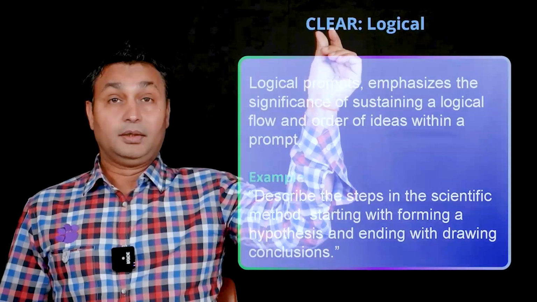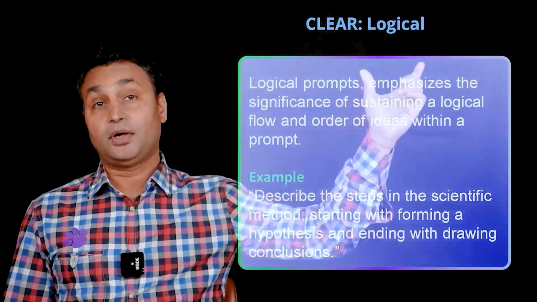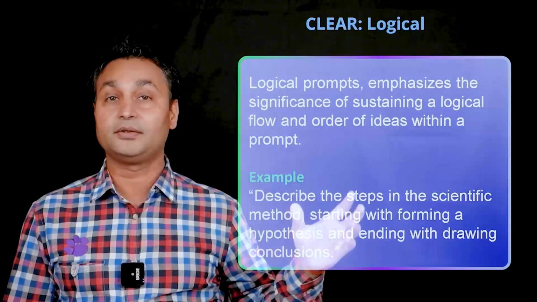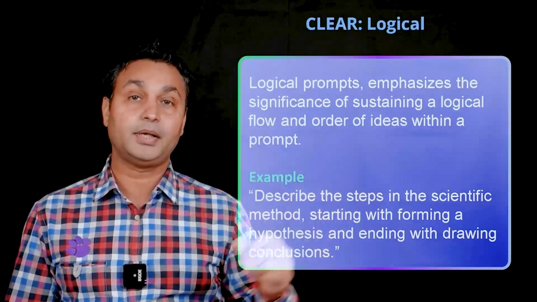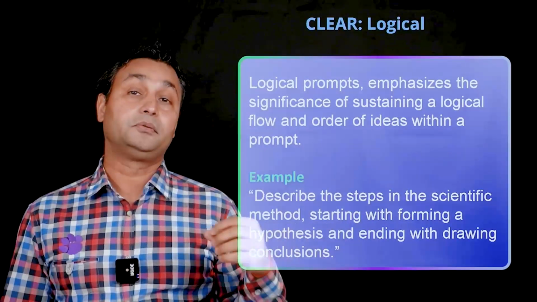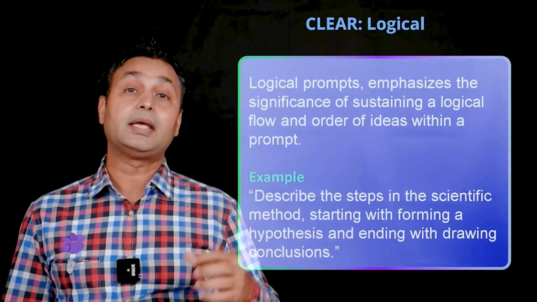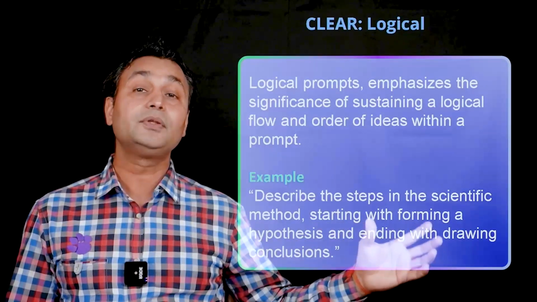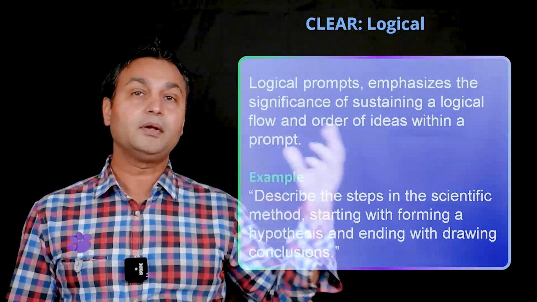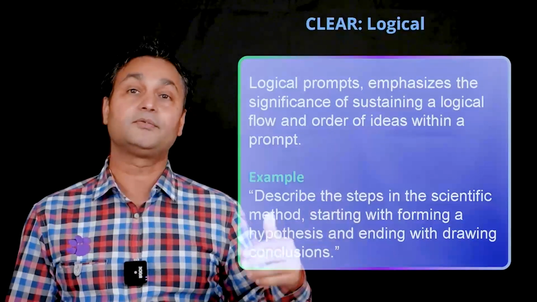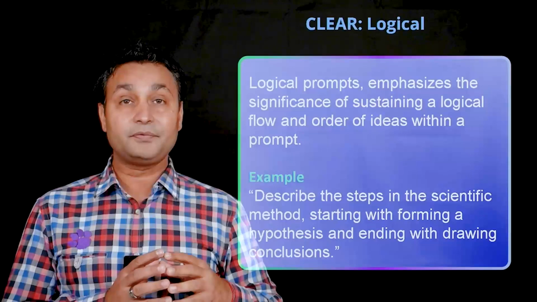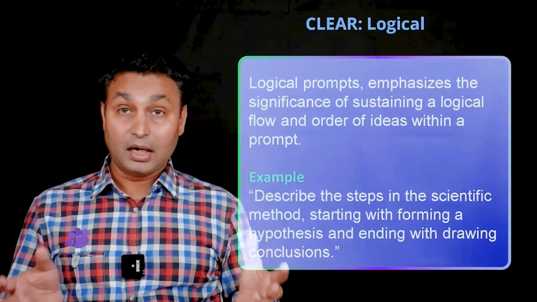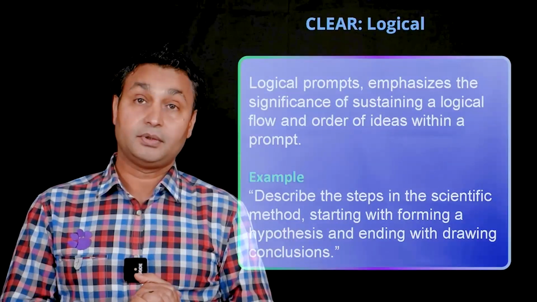The second letter of this CLEAR framework, L, stands for logical. The idea is that a logical prompt emphasizes the significance of sustaining a logical flow and order of ideas within a prompt, and this is what they want to emphasize. One example from the paper itself is: describe the steps in the scientific method, starting with forming a hypothesis and ending with drawing conclusions. So you're providing a logical prompt that has multiple different steps, and there is a flow of ideas, and typically prompts which have this logical structure tend to give you better answers out of a ChatGPT type of interface.